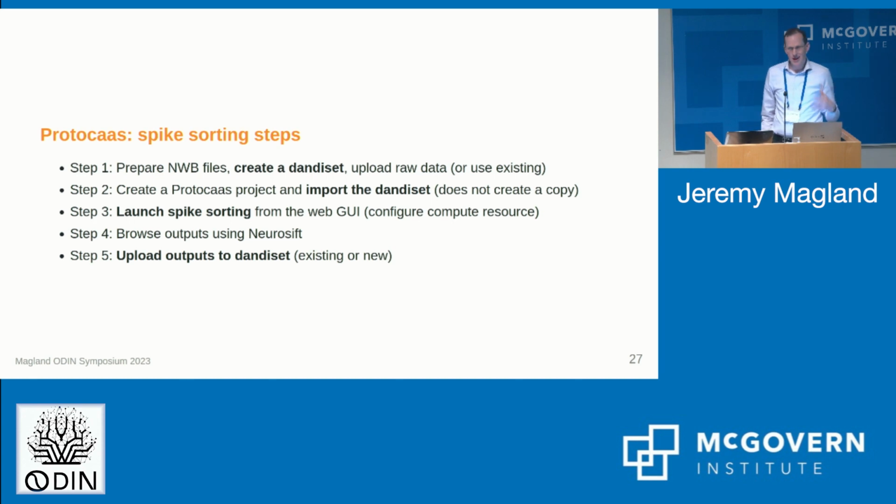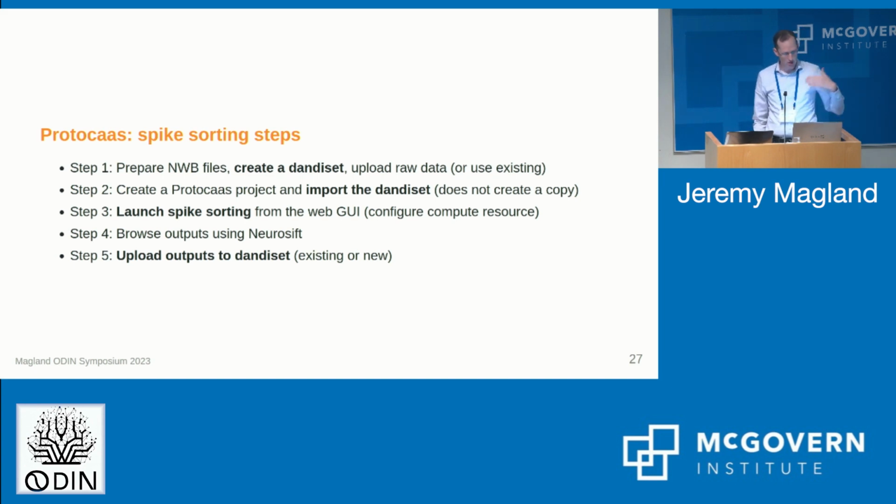So the steps are as simple as we can make it. First, you create a Dandiset. You can use a system like GUIDE or another system to import your data into NWB and upload it to DANDI. The second step is to import the Dandiset into Protocaster. It doesn't create a copy of the data. Protocaster will just have links to those files.